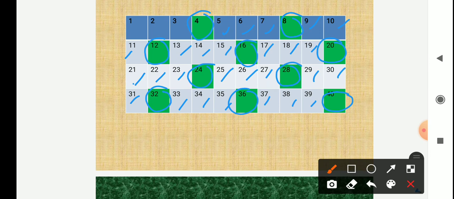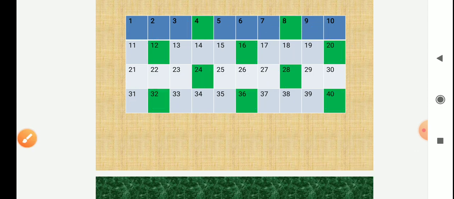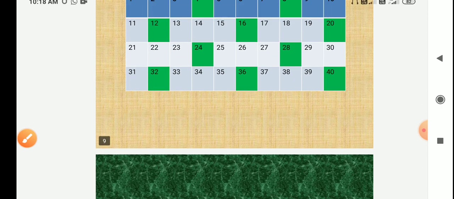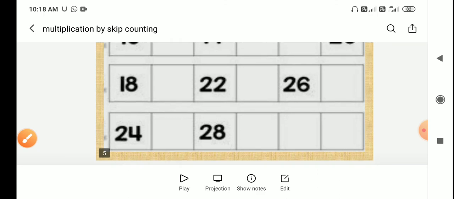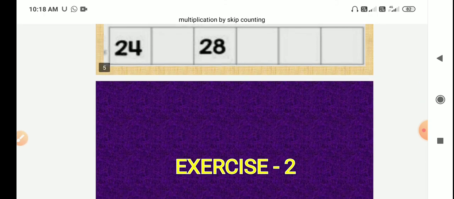4 1s are 4, 4 2s are 8, 4 3s are 12, 4 4s are 16, 4 5s are 20, 4 6s are 24, 4 7s are 28, 4 8s are 32, 4 9s are 36 and 4 10s are 40. In this way, by coloring every fourth box with green color, we complete here the 4 times table. So, here we have learned about multiplication by skip counting.